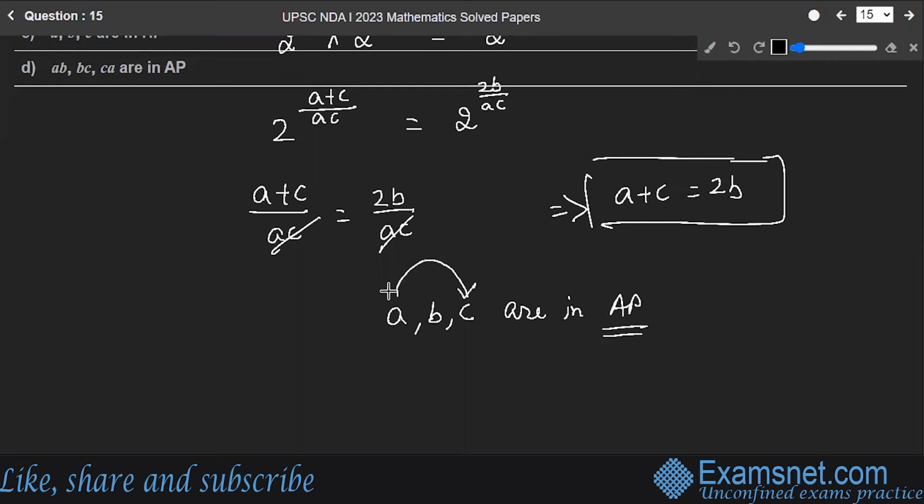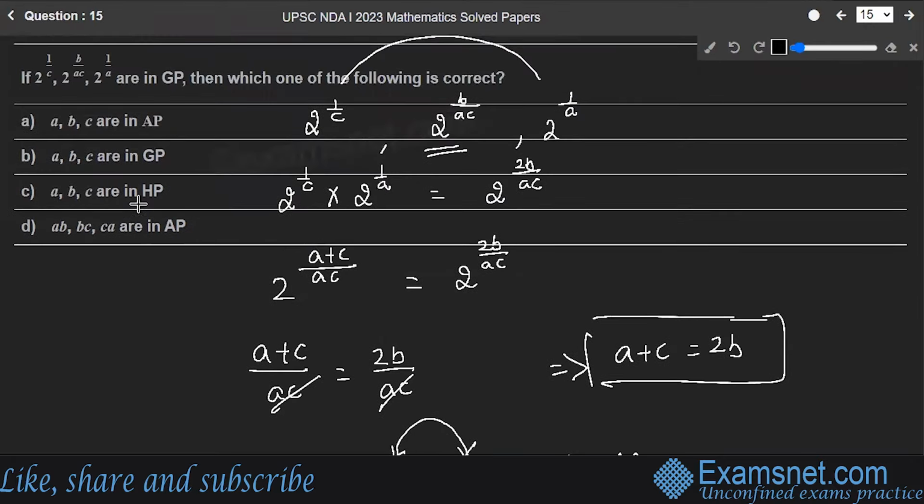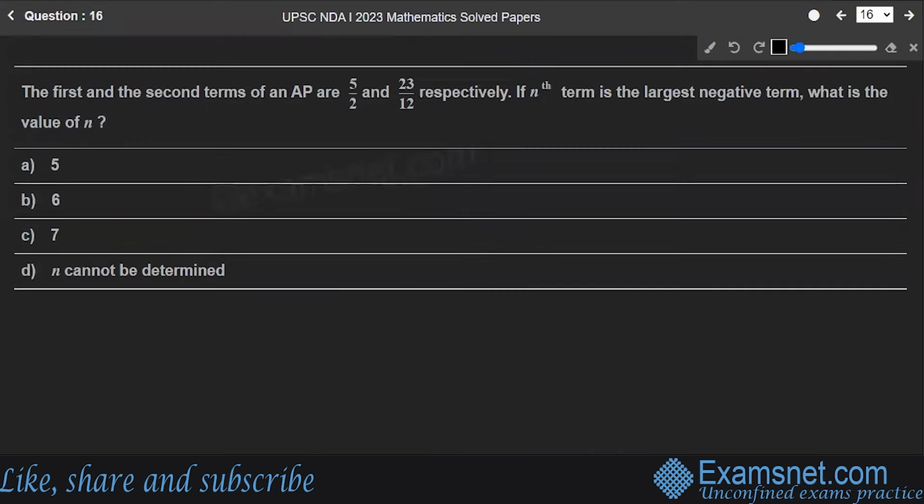a, b, c are in AP, that is arithmetic progression. See, the sum of the first and the third term is equal to twice the second. That means they are in arithmetic progression. So let's check. a, b, c are in AP, option A is the correct answer. Hope you got that. Let's move to the next question, number 16. The first and the second terms of an AP are this and this respectively. The nth term is the largest negative term. What is the value of n?